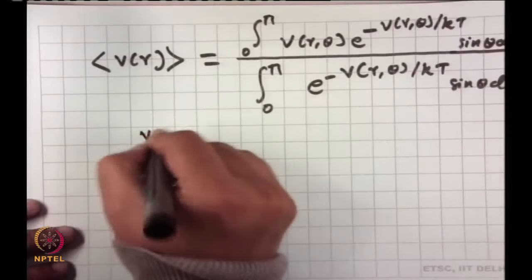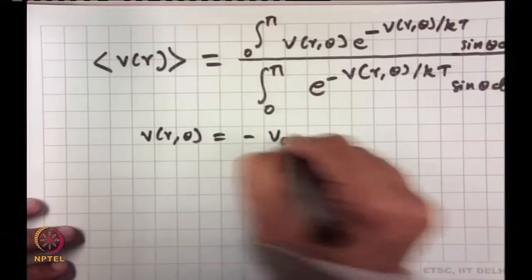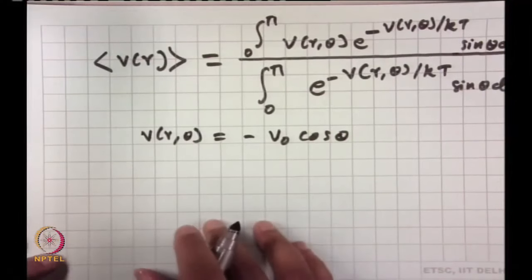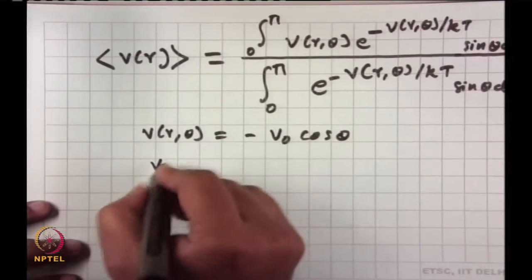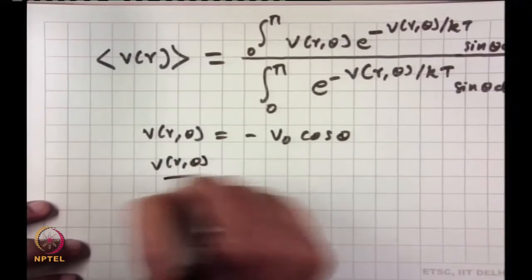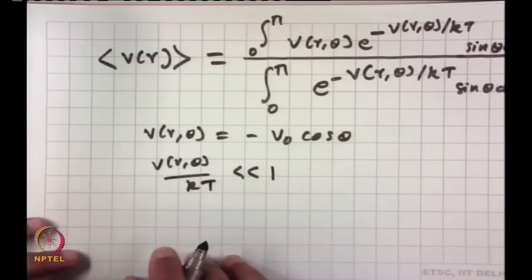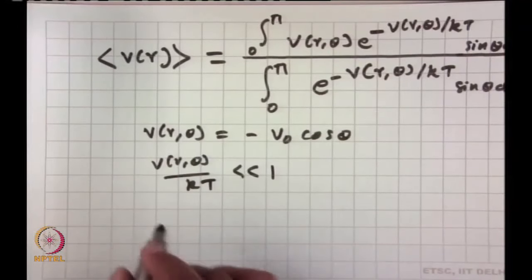We will make an approximation. First of all, we know that V of r, theta is equal to minus V0 cosine of theta, from before. We will also do one thing: we will say V of r, theta by kT is much less than 1. Do you understand the significance of kT here?